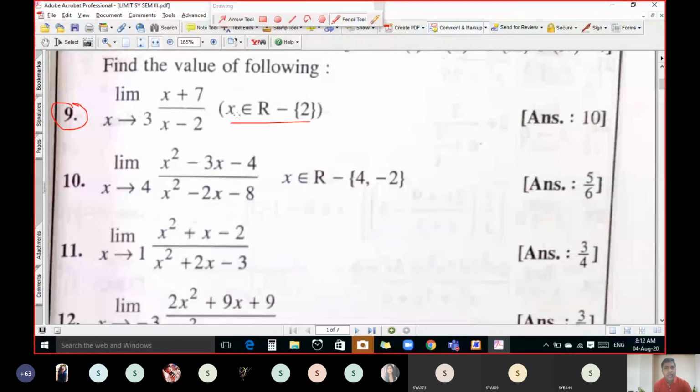The meaning of this is x belongs to R minus 2. Actually we do not require this according to our syllabus, but let us discuss it for one particular question. If it is like this, x belongs to R minus 2 means the value of x is anything in R. R means what? Real numbers. R is the set of real numbers.